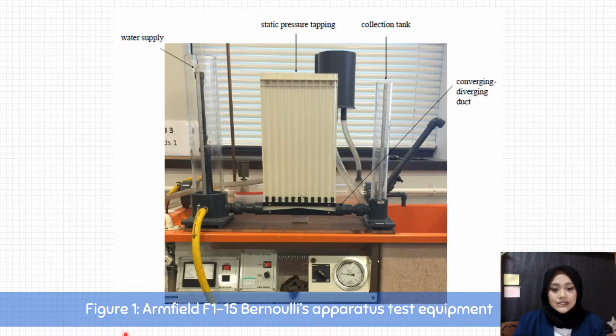This figure is the unfilled F115 Bernoulli's apparatus test equipment. The water inlet is here and the outlet, and this is the converging-diverging duct, the static pressure tapping, and a series of manometer tubes.